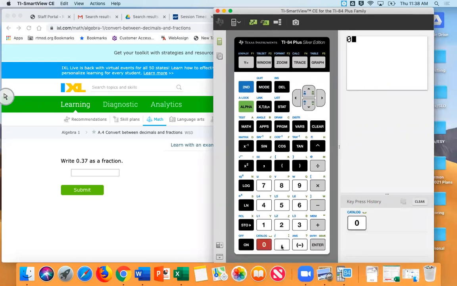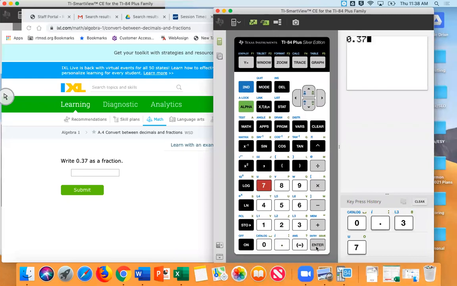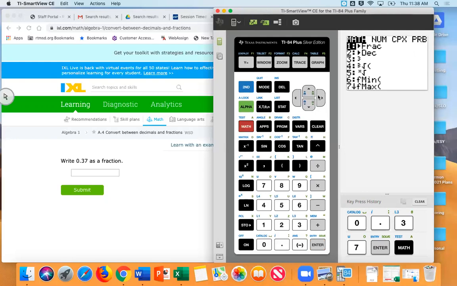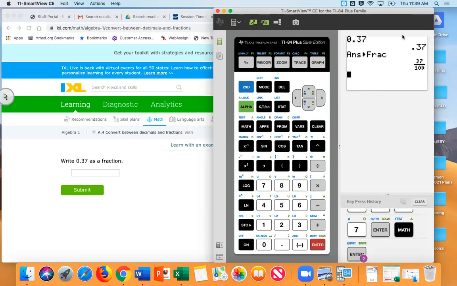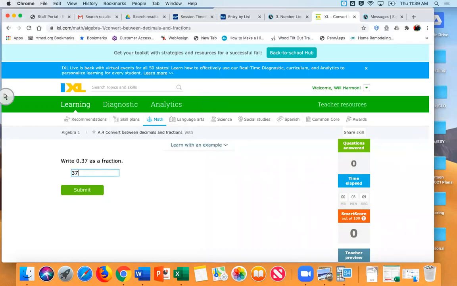So 0.37, if you hit enter, it gives you 0.37. Then the easy way to do it is hit math, enter, enter. Notice the first one says frac, so we can hit enter and then enter, and it gives me my answer as 37 over 100.